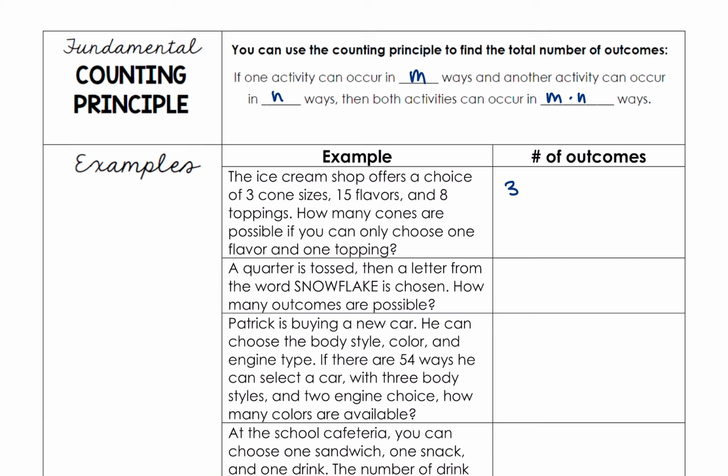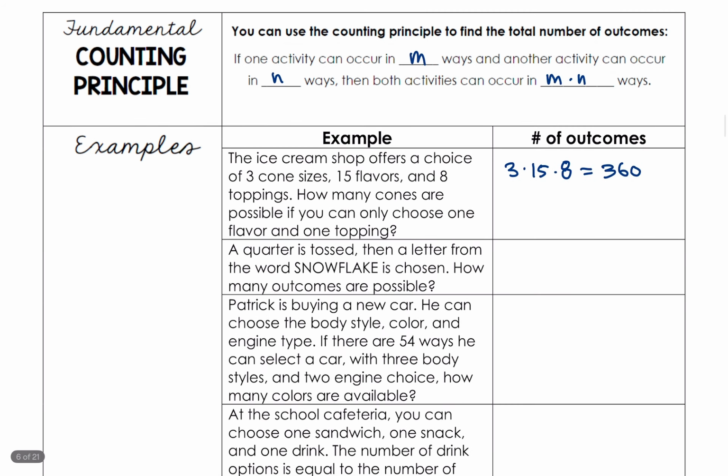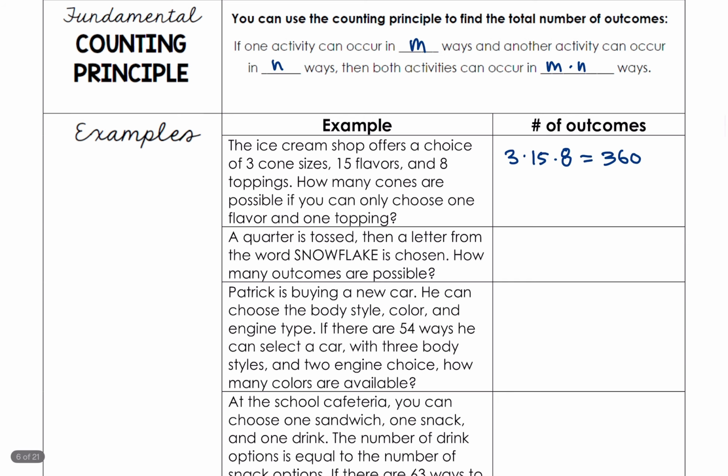Then if I'm looking at how many different flavors I have, I've got 15. So I'm going to go 3 times 15. And then if I'm looking at how many toppings I have, 8. So I'll times that again by 8. Each of those does not depend on the other. The size of cone I choose doesn't mean I have to choose a specific flavor. I can choose any of them independently. So if I do 3 times 15 times 8, I get 360 different cones that I can make. Okay? And that's all this fundamental counting principle is, multiplying our numbers together.